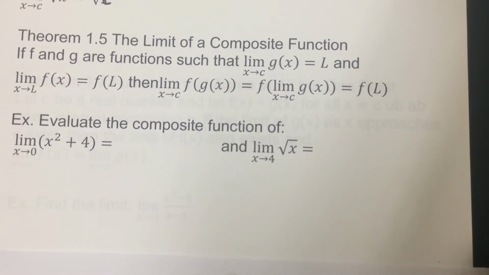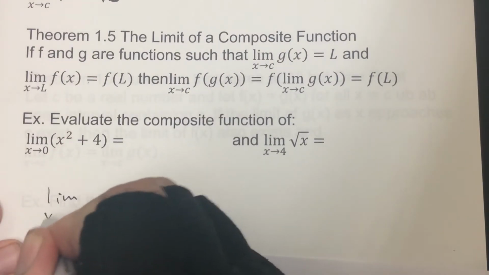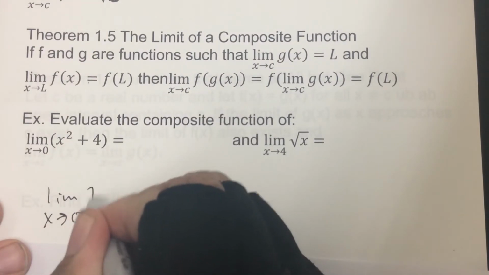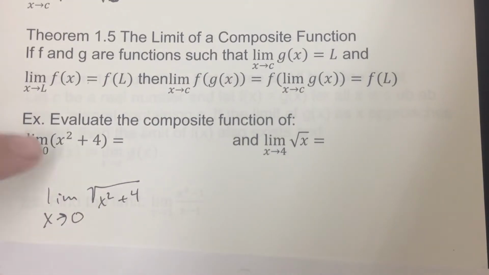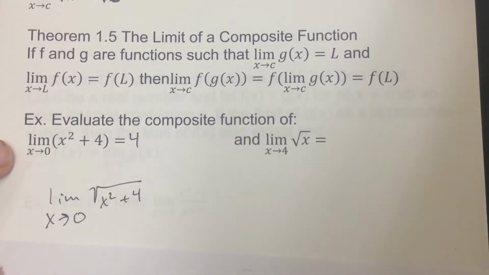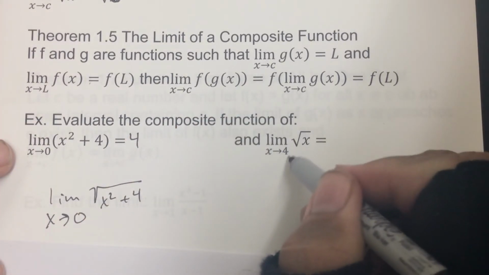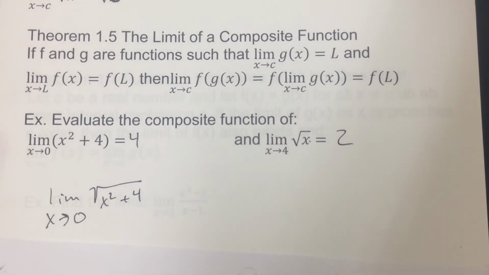So here it's already split up, but the function they're talking about is the limit as x goes to 0 of the square root of x squared plus 4. So if we put 0 in here, 0 squared is 0, plus 4, we get 4 for our limit. Notice that's what they're putting in for the x of the next one. So the square root of 4 would end up being 2.